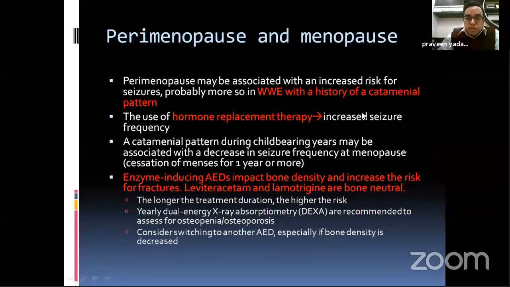So this has to be taken into account. Third is bone health. Enzyme-inducing agents like phenobarbital, phenytoin sodium, carbamazepine, etc., may affect bone health. The best medications which do not affect bone health are levetiracetam and lamotrigine. So usually these are the safer options to be used in the elderly female population post-menopause.